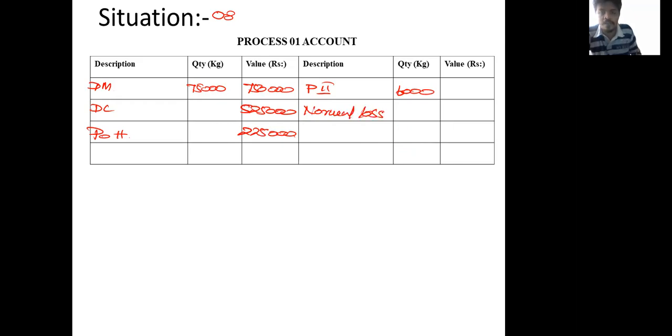Same as earlier, normal loss how much? 15,000. Normal loss 15,000. Here normal loss equals the actual loss. Then here we are not having any abnormal loss, so no abnormal gain. Then here you can see our total columns in case of quantity. Our quantity columns are equal at 75,000 kilograms.